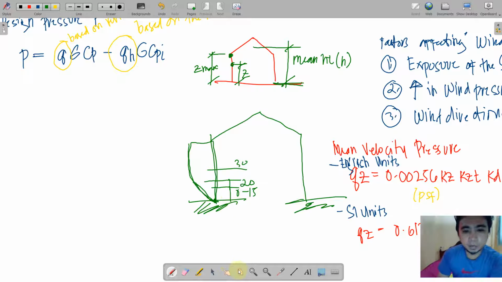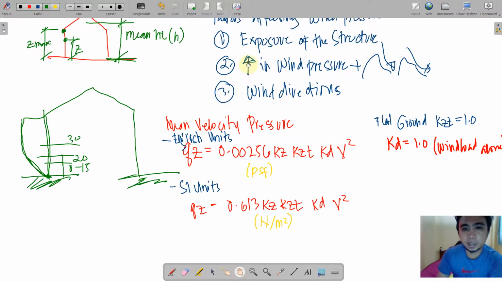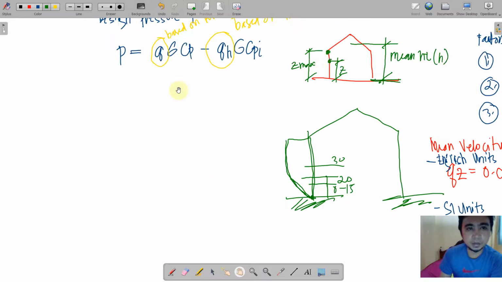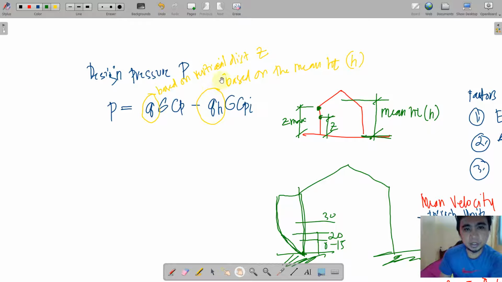So, as we can see in the formula, nasan ba yung KZ sa formula? Nandito siya. It is a part of the QZ. Ngayon, pag nag-increase yung KZ, of course, the mean velocity pressure will also increase. That is why, dito sa design pressure, this is a changing value. Ngayon, yung QH, hindi na nag-change yung value niyan. Bakit? Kasi isa lang naman yung mean height.